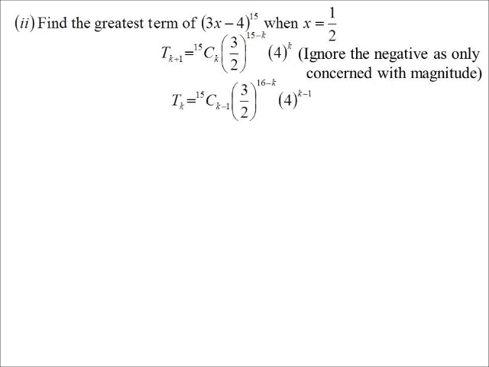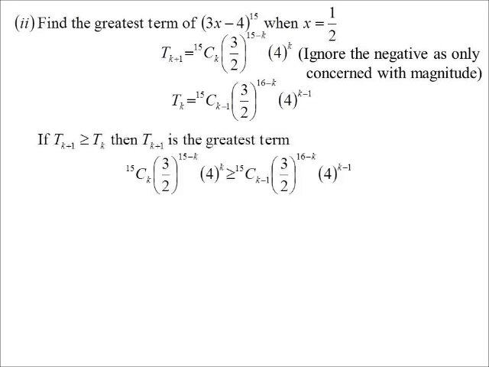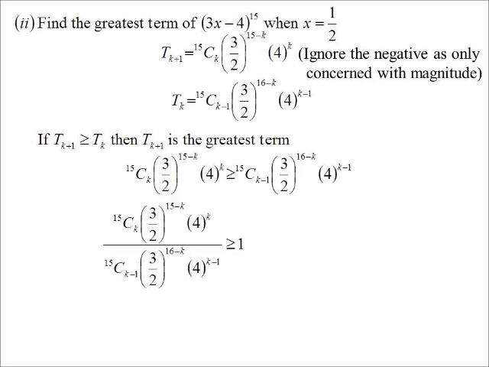And I'll need term k. So 15c k minus 1, the 4 will be to the power of k minus 1. They've got to add together to give 15. So 3 on 2 is to the power of 16 minus k. So same idea, okay, term k plus 1 greater than or equal to term k. There's my inequality to solve. I'll divide by the right hand side. Now let's just play with this expression.